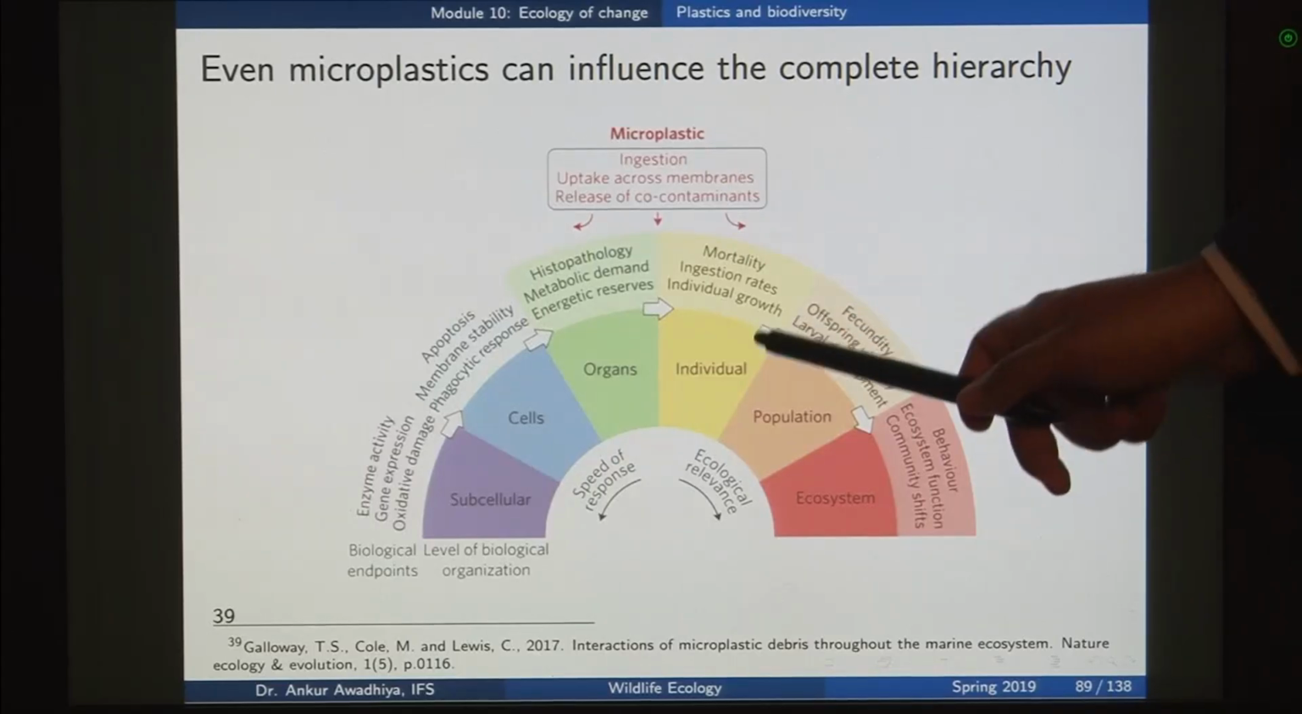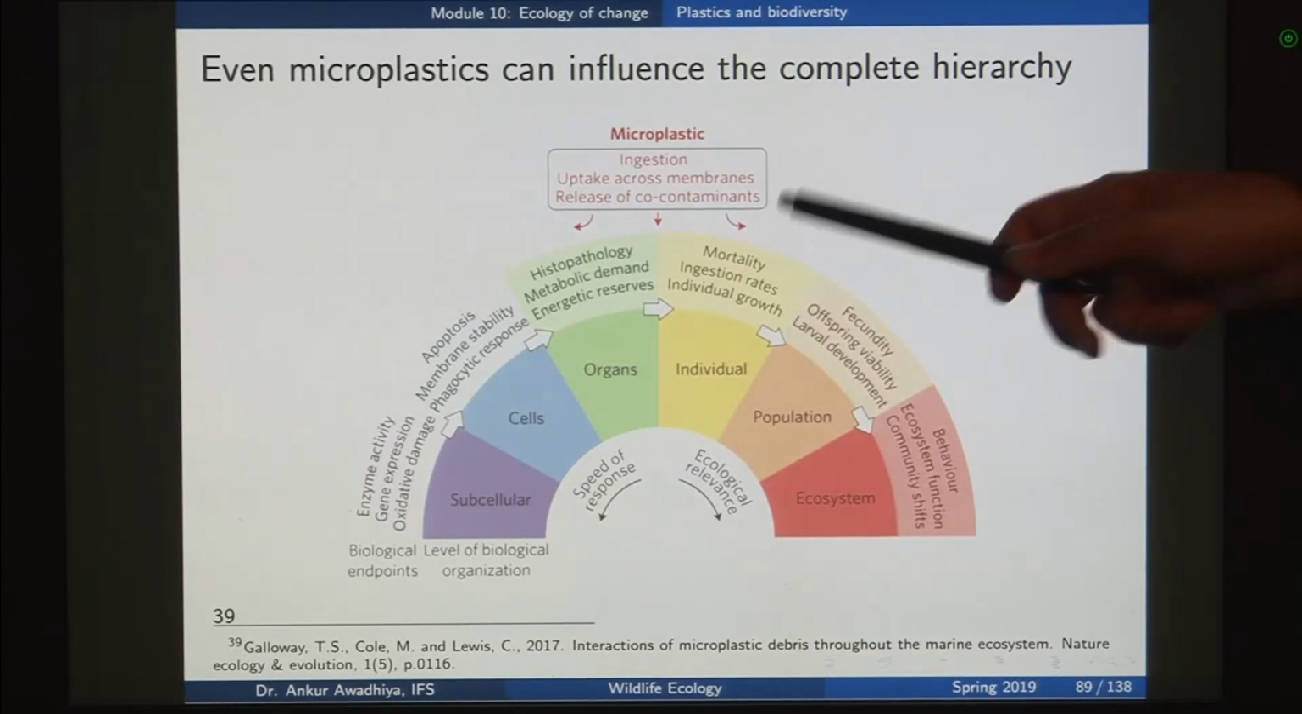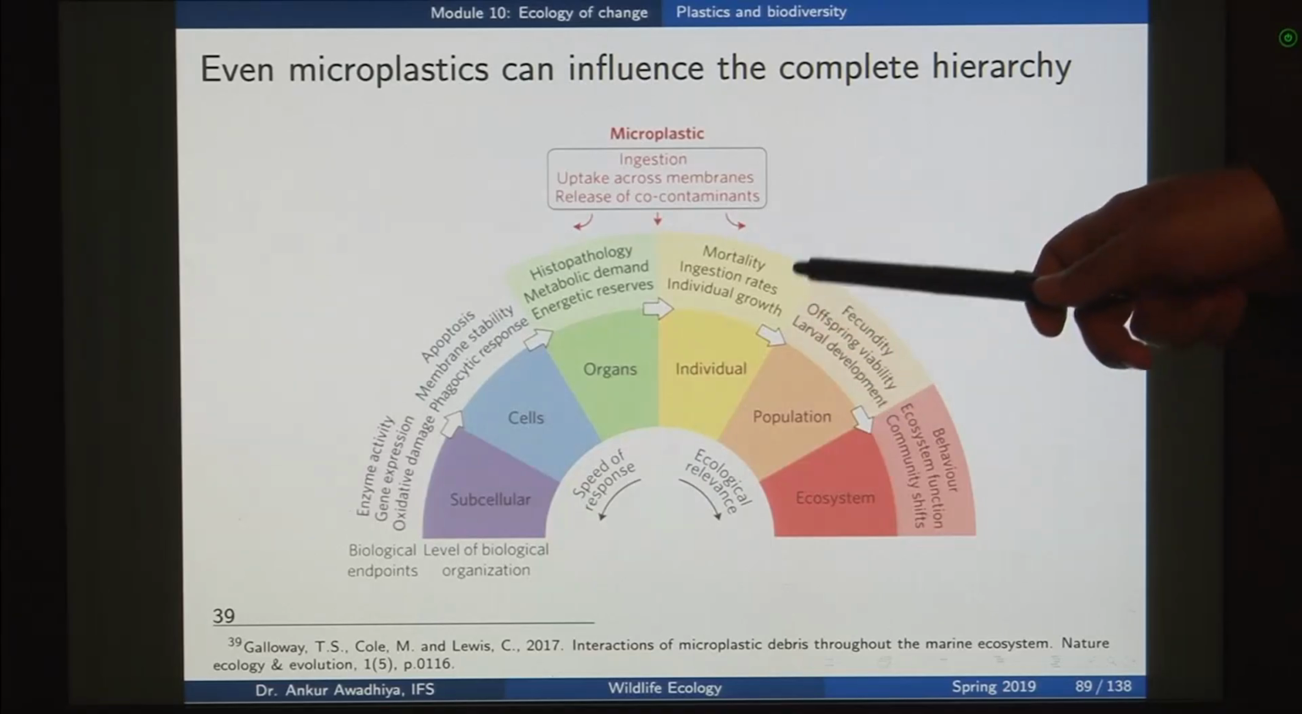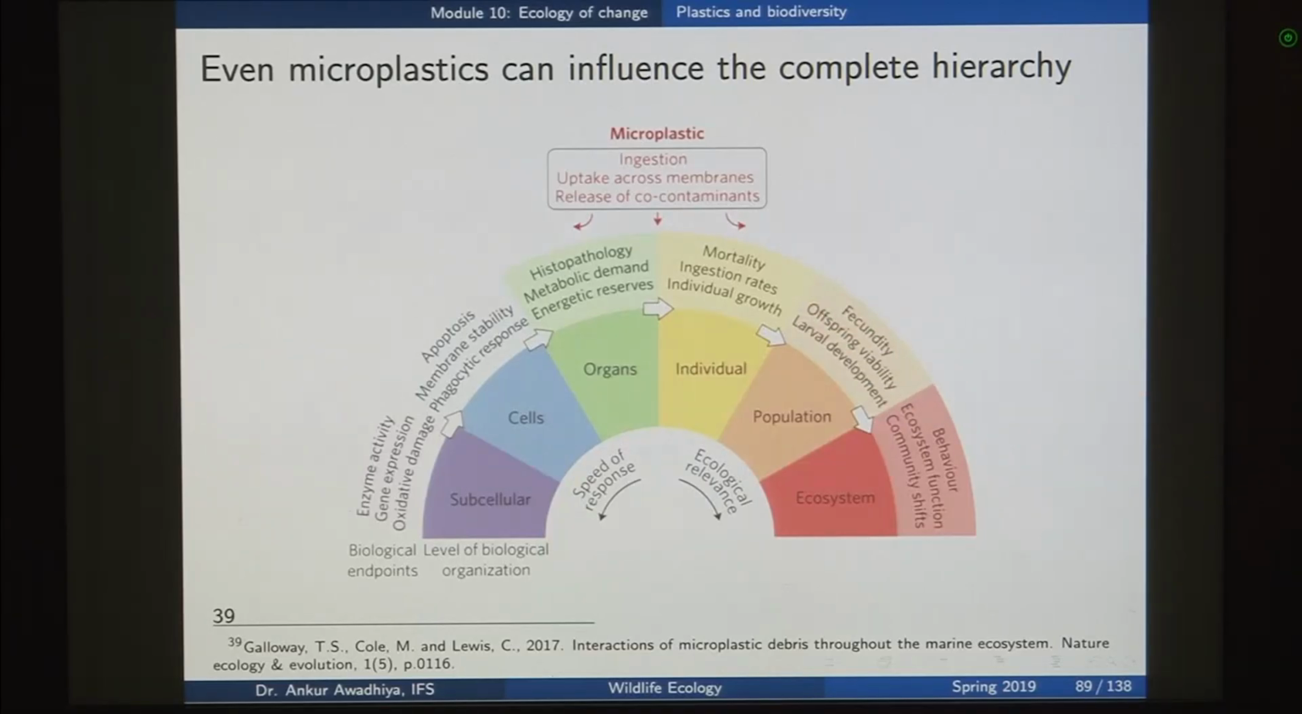At the level of the individual, we can see mortality. We have seen so many organisms that die because of these plastics. We can have changes in mortality and changes in ingestion rates. Why? Because the alimentary canal of this organism is now full of microplastics, so there is not enough space. The organism is always getting a feeling of fullness, but it is not getting any nutrients. Or there can be changes in individual growth because the organism is not getting enough nutrients.